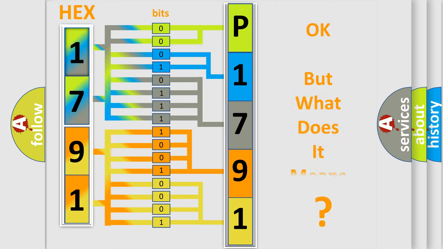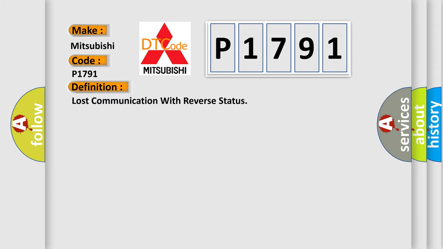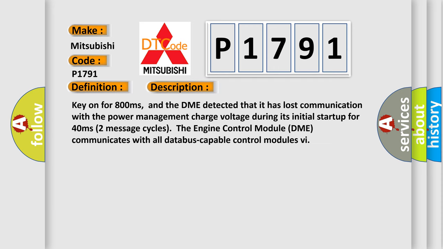The number itself does not make sense to us if we cannot assign information to what it actually expresses. So, what does the Diagnostic Trouble Code P1791 interpret specifically for Mitsubishi car manufacturers? The basic definition is lost communication with reverse status. And now this is a short description of this DTC code.